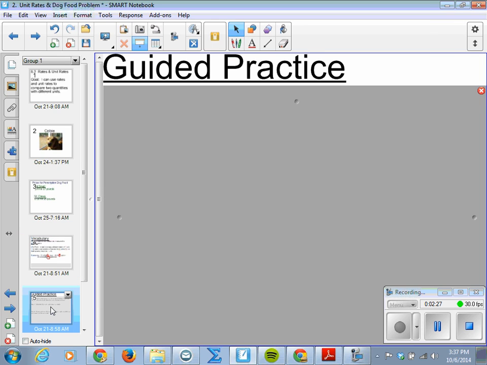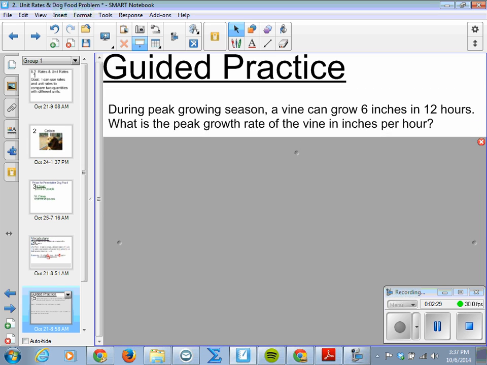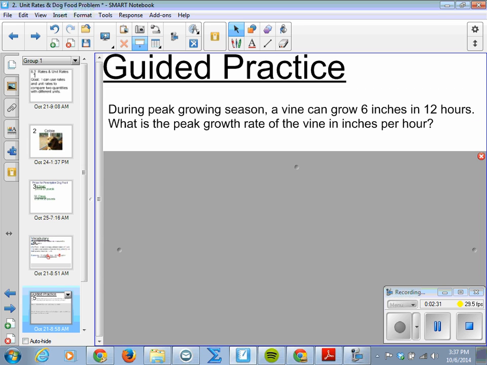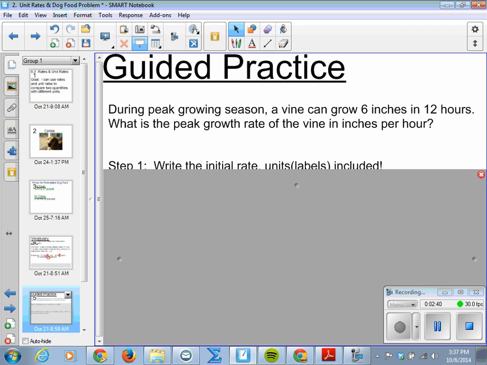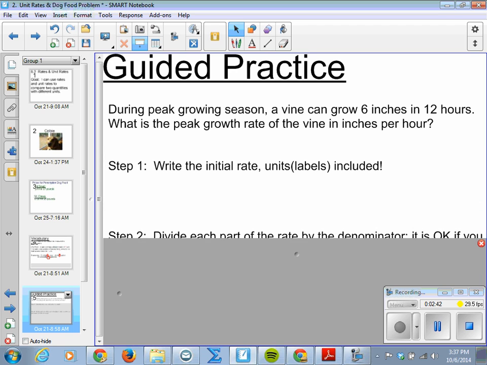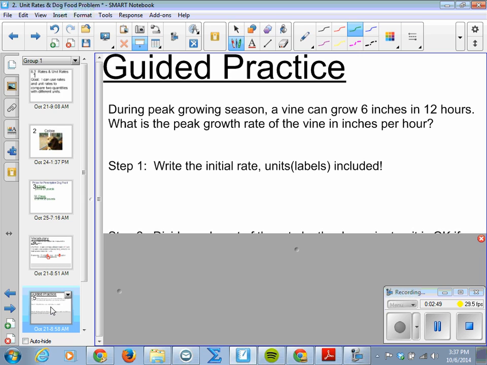So a little practice with this. During peak growing season, a vine can grow 6 inches in 12 hours. What is the peak growth rate of the vine in inches per hour? So we're going to write the initial rates with our units included. Make sure you have those. It will make solving these problems so much easier. So the given rate is 6 inches, and I like fraction form. So I'm going to put it over 12 hours.